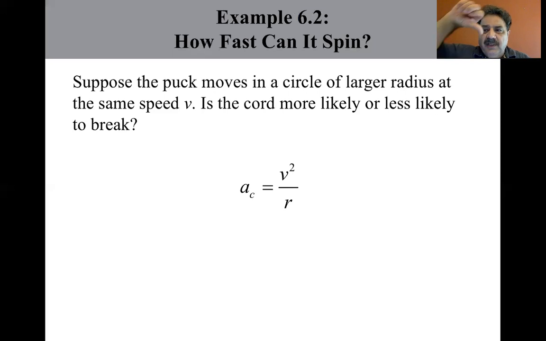the acceleration goes down. Basically what that means is that the acceleration inward is less, and the velocity vector is not changing as much. The larger radius means that the change in the direction of the velocity vector will be smaller in a given time interval. Therefore, the acceleration is smaller and the required tension in the string is smaller. As a result, the string is less likely to break when the puck travels in a circle of larger radius. So it's less likely. Okay.